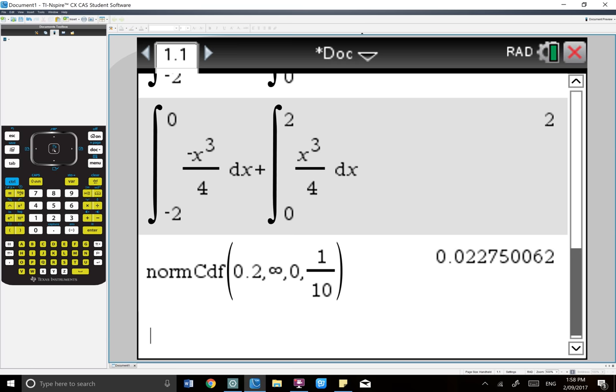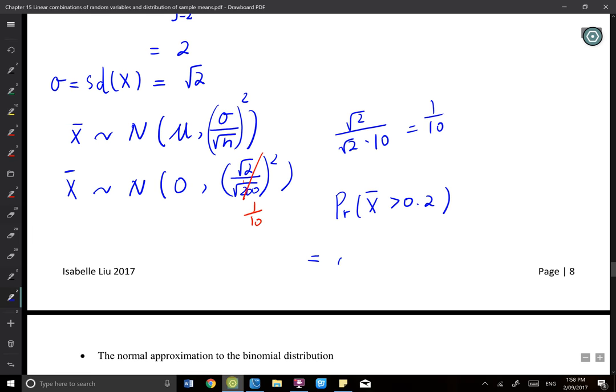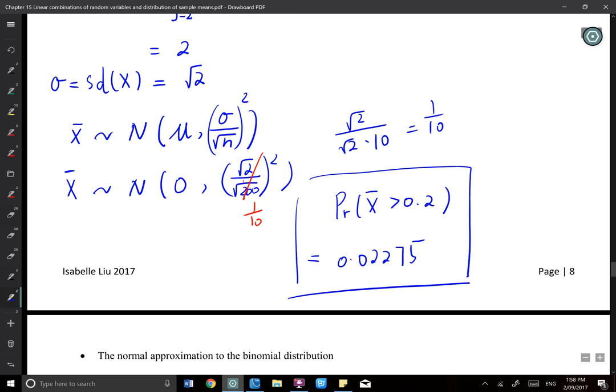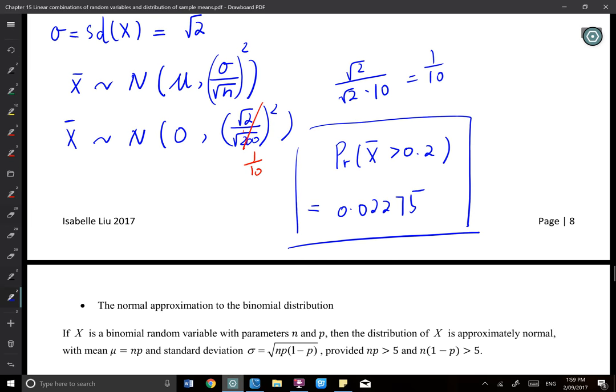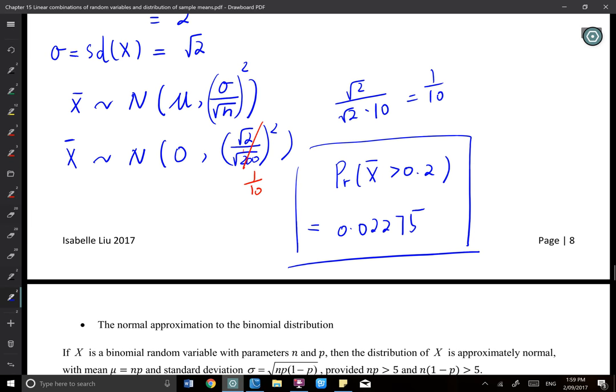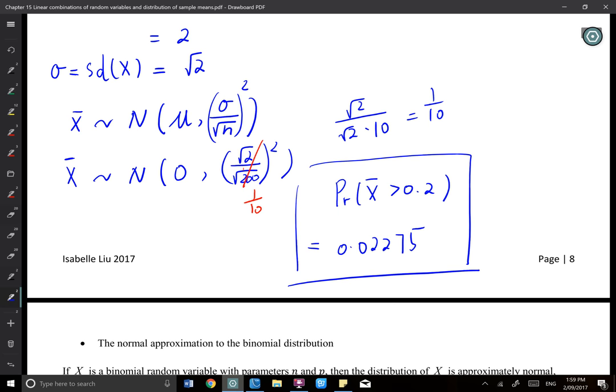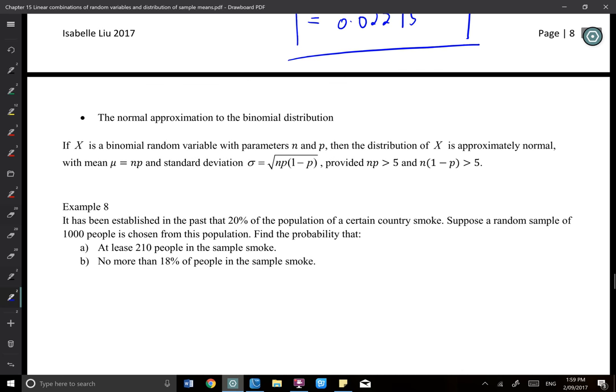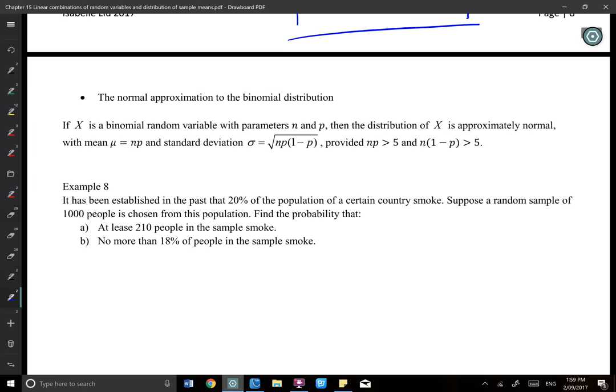Is that 0.02275? Okay. Any questions? No? And then it goes back to the normal approximation to the normal distribution.